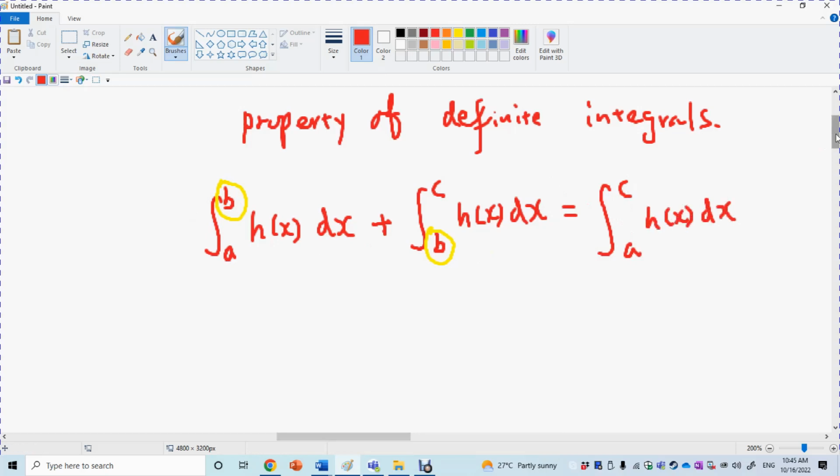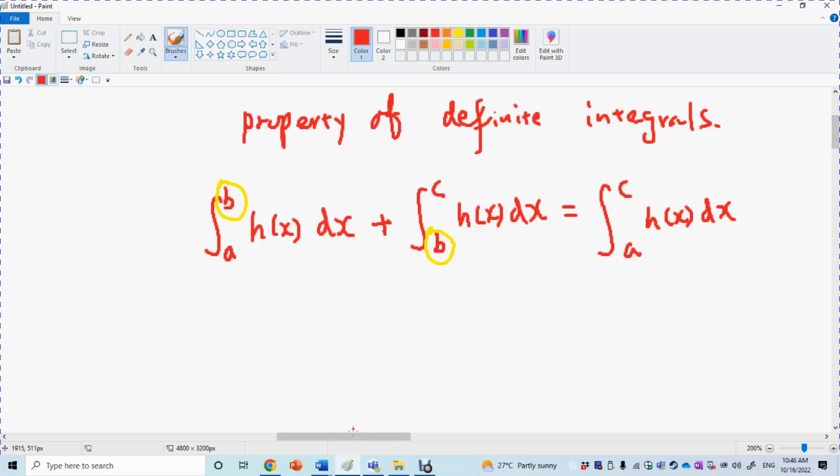So it's not very difficult to prove it. If you don't know how to prove it, you can see me in person and I can show you that. But it's actually intuitively true: when you consider the area from a to b plus the area from b to c of hx, then it must be equal to the area from a to c, right?